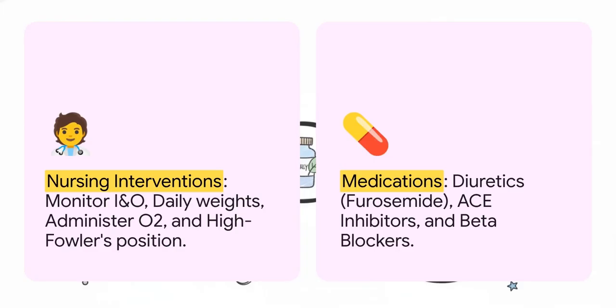Next up, what are we, the nurse, going to do about it? Let's think about our priorities. For nursing interventions, we're definitely going to monitor I's and O's, get daily weights, and put the patient in a high Fowler's position to help them breathe. And for medications, we'll list the key drug classes, like diuretics and ACE inhibitors. Each one is a direct response to the problems we just identified.